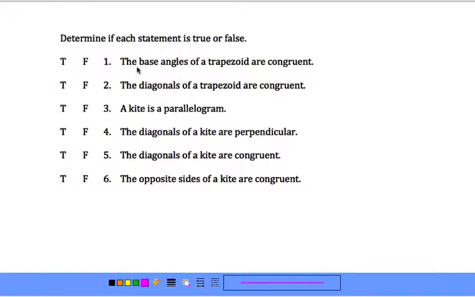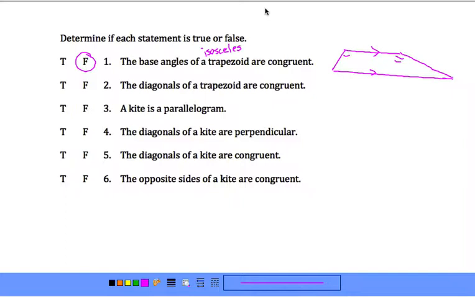Number 1, the base angles of a trapezoid are congruent. We know that the base angles of a trapezoid are congruent if it's isosceles, but that doesn't say that here, so we're going to have to say false. You always have to assume that if you could draw another trapezoid, and remember all trapezoid means is that the lines are parallel, the bases, and then connect the other two, you can clearly see that this is still a trapezoid, parallel lines, but the base angles, top here, those are not the same. This obtuse angle is not the same as that angle, so we have to say false. If this said isosceles, then we would say true.